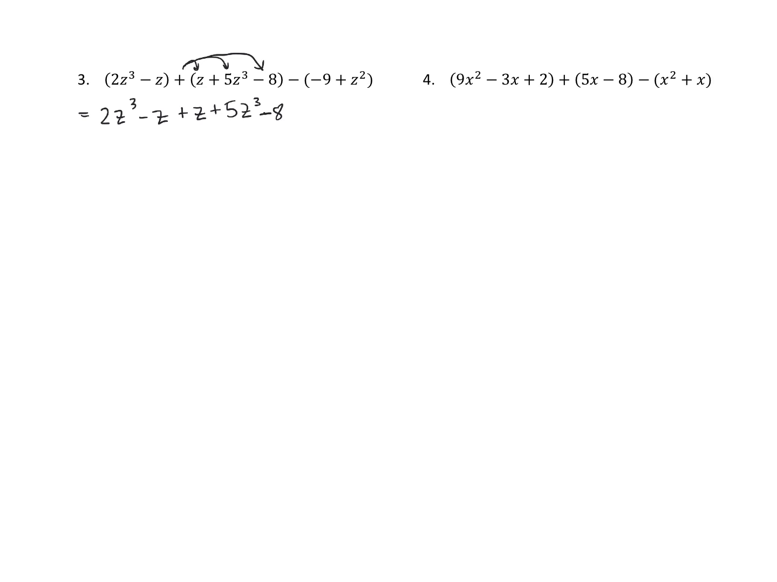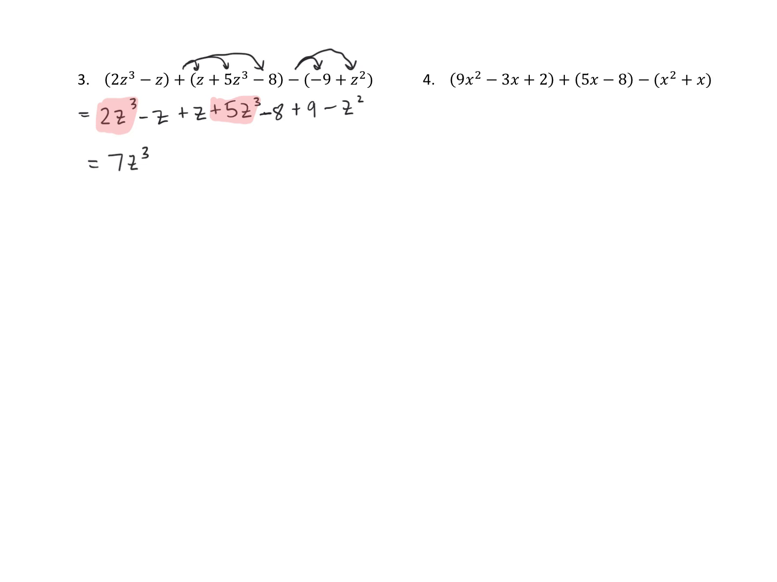But the third polynomial has this negative in front, and that is going to change the signs. So we'll end up having a plus 9 and a minus z squared. And so now it's just about finding like terms. The largest exponent I see is a z cubed, so the exponent of 3, so I'm going to start there. If I combine 2z cubed and 5z cubed, I get 7z cubed.